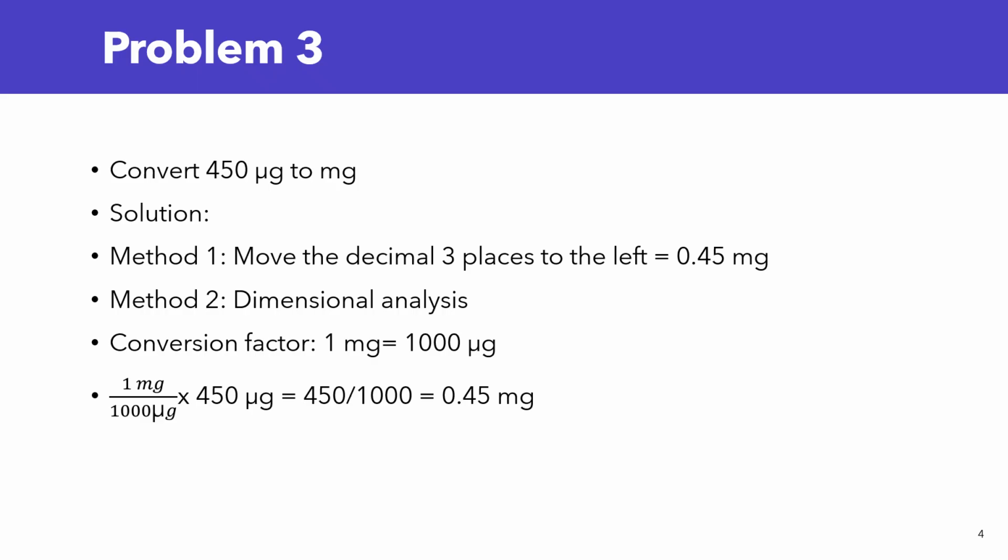Now let's look at the dimensional analysis way. What is the conversion factor? 1 milligram is 1,000 micrograms. So we can set it up in such a way that the unwanted units cancel out. We'll have 1 milligram over 1,000 micrograms times 450 micrograms. Micrograms cancel out, so you'll have 450 divided by 1,000, and that's 0.45 milligram. And again, both methods give you the same answer.